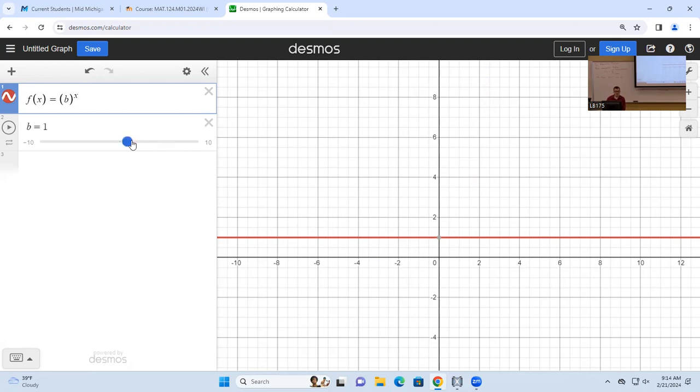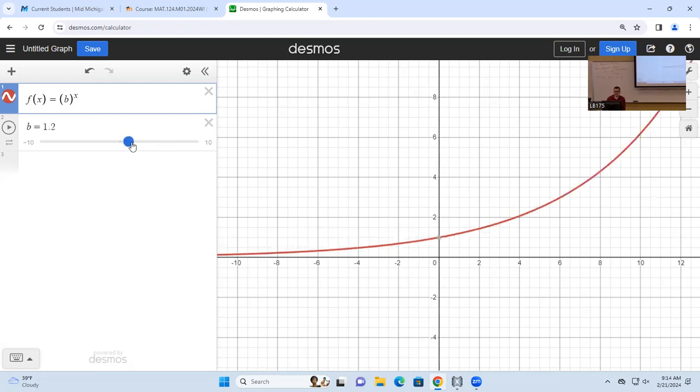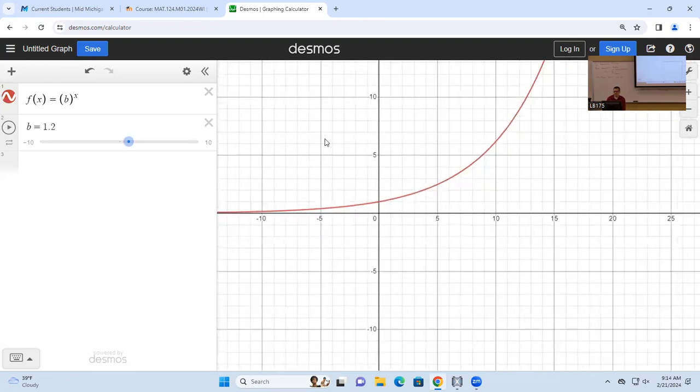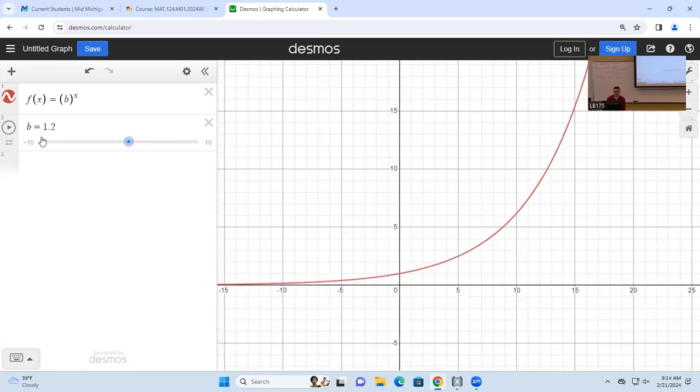It's not very interesting. But anytime my base is bigger, like my base is 1.2, I get that basic shape. And as the base gets bigger and bigger and bigger, all that happens is it shoots up a lot faster. Okay. Base bigger than 1, we get that basic shape where on the right-hand side, it's shooting off to infinity, and on the left-hand side, it's approaching y equals 0.